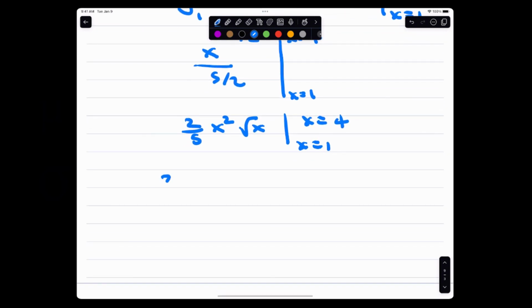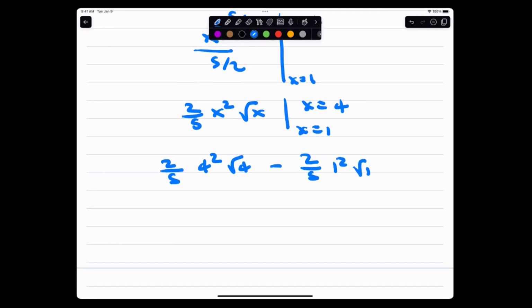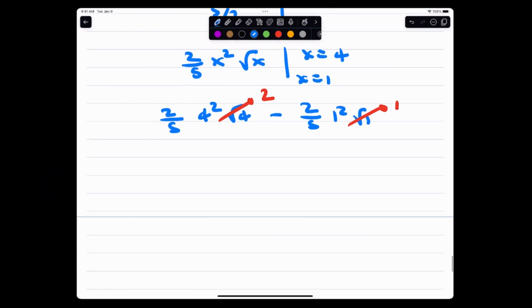So you say, what does this become? Well, this is 2/5 times 4 squared, square root of 4, minus 2/5 times 1 squared, square root of 1. And this portion over here, the square root of 4 and the square root of 1, we know what those things are. This will be 2, and this will be 1. So you get 2/5 times 16 times 2 minus 2/5 times 1. I think it's 64/5 minus 2/5.